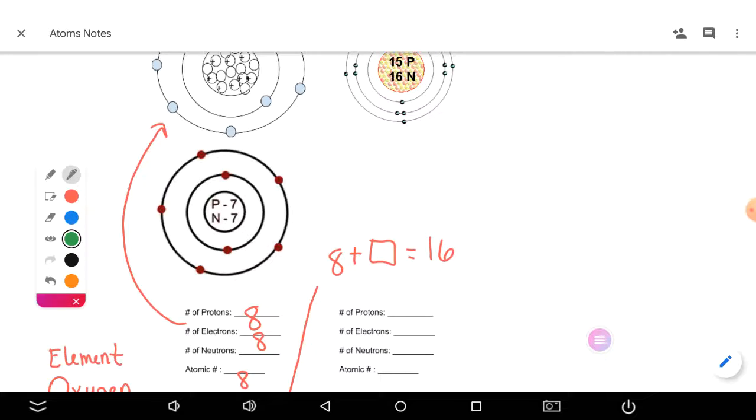Where did we get that? The atomic mass. So now 8 plus what equals 16? Emily? 8. So that has to be 8. So my number of neutrons is also 8. Do we have everything filled in that we need in that? So your answer goes right there. What'd you say? We said the element was oxygen. We got that from the atomic number.